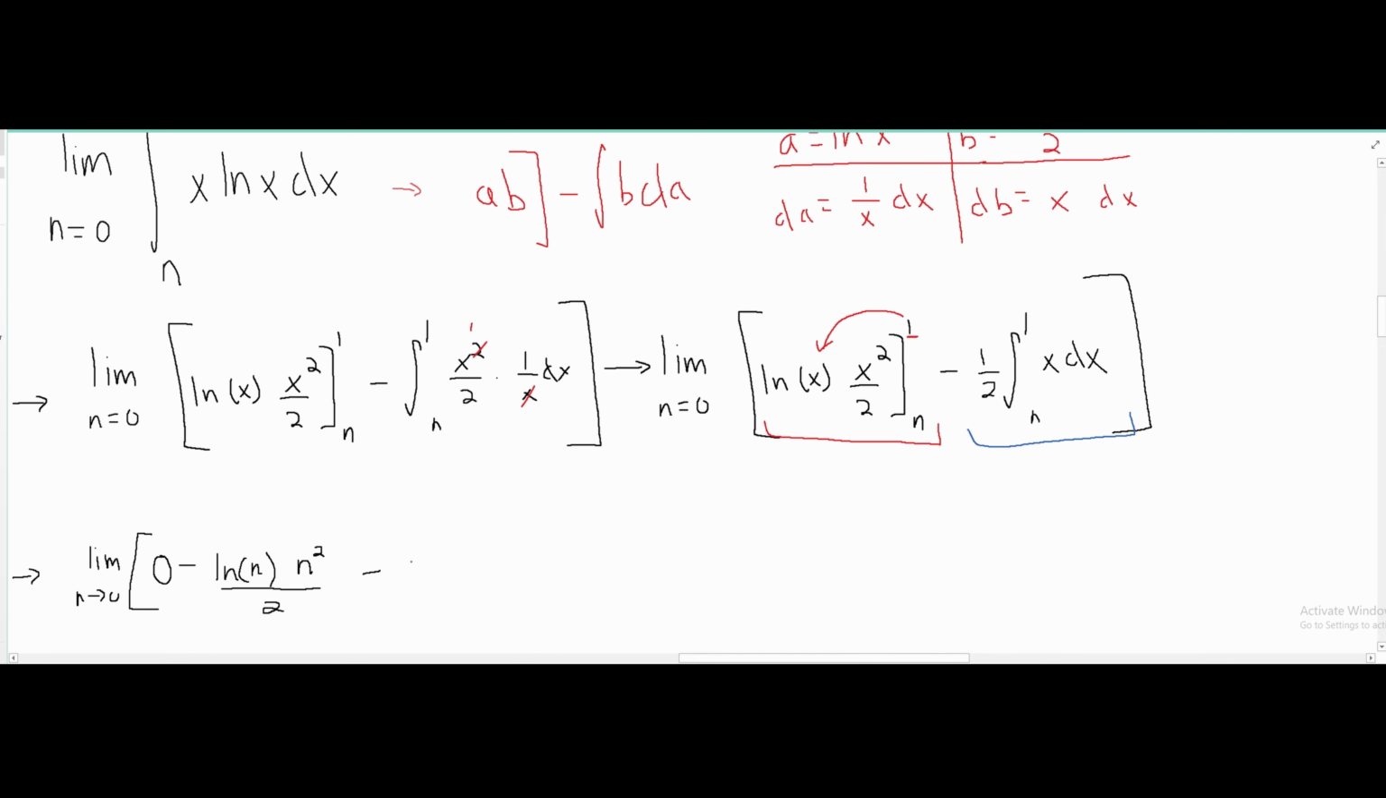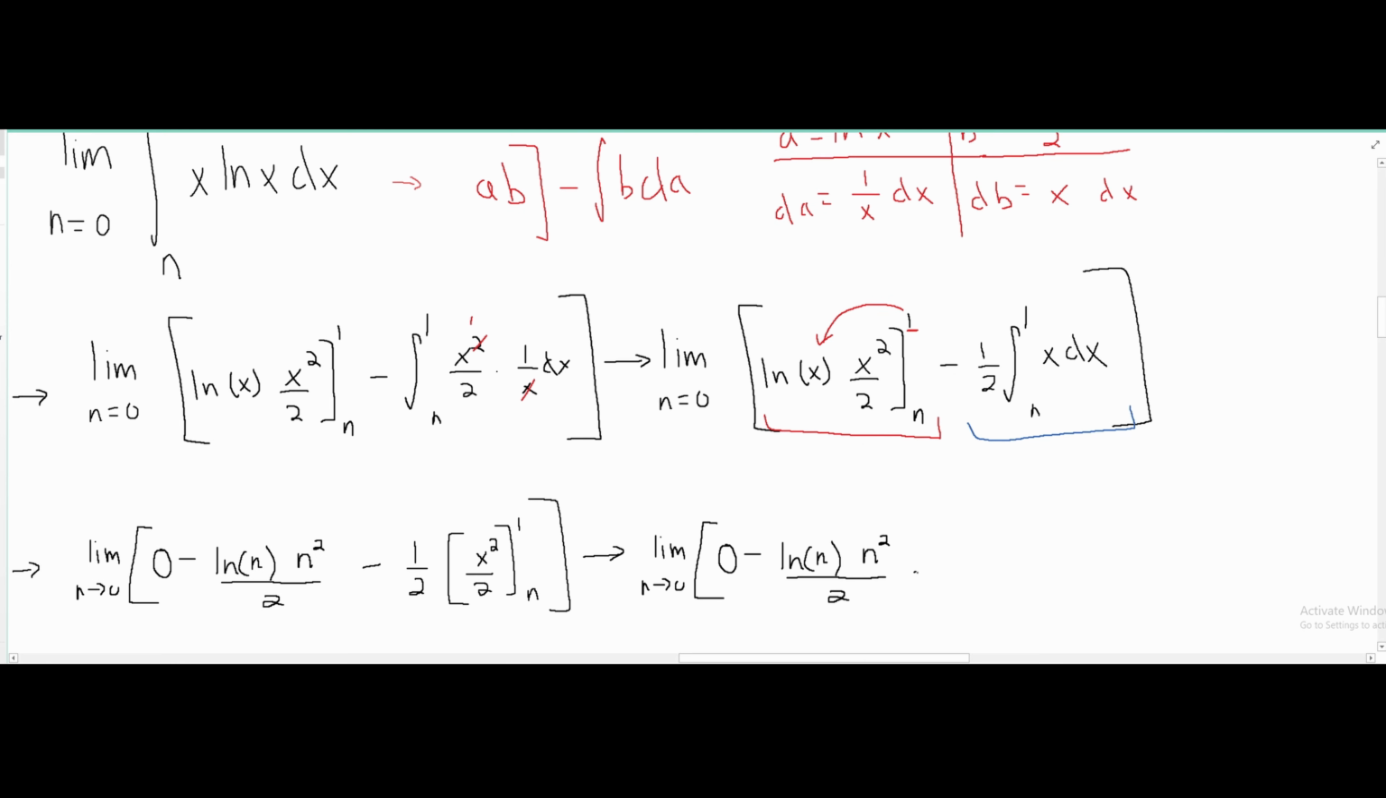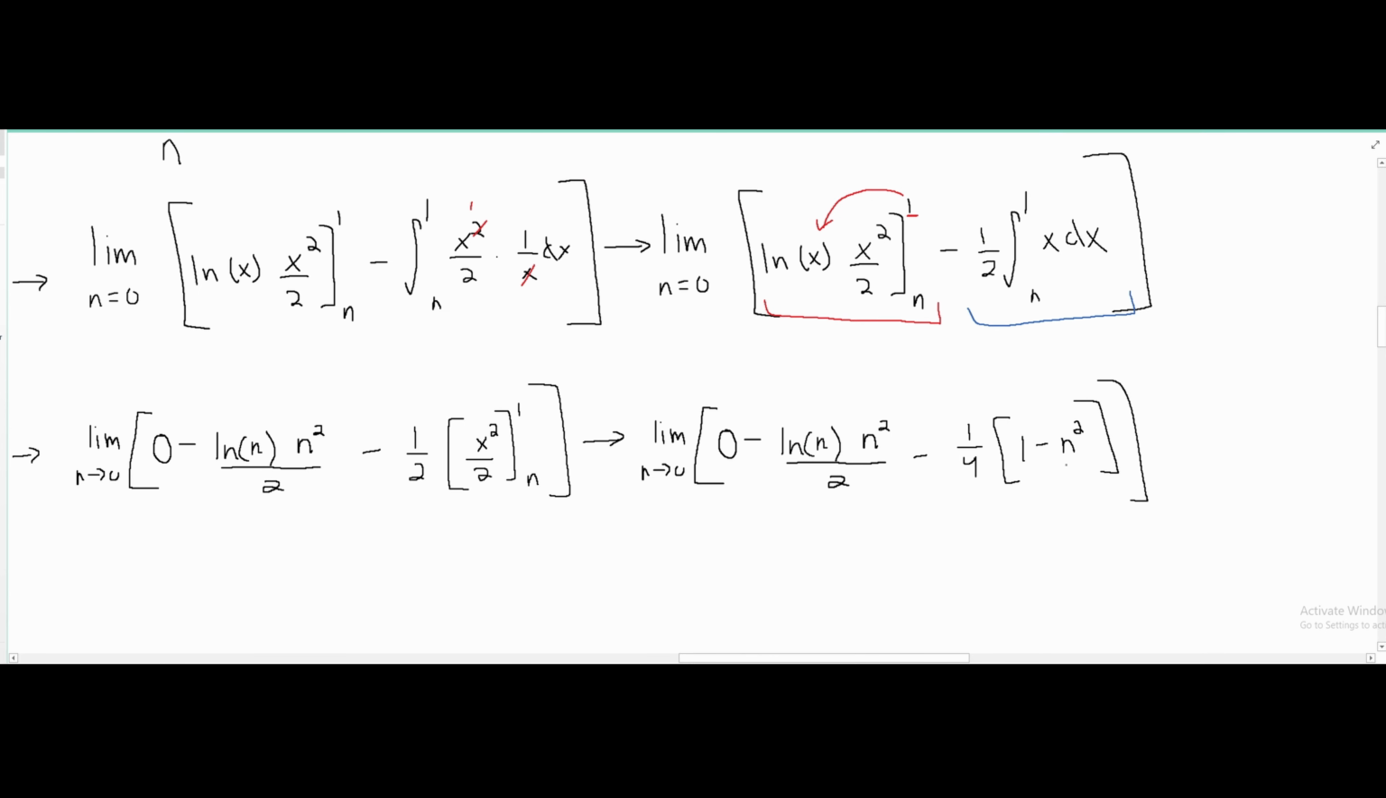So this is the part in blue, and then the integral of this, which is just x squared divided by 2. And then we have our 1 and n right here. We need to solve this last part, so we're going to have to rewrite it again. I'm going to factor out the 2 from inside, so we're going to have a negative 1/4, and then our x squared, which is just going to be 1, so we're going to have a 1 in here, minus an n squared.